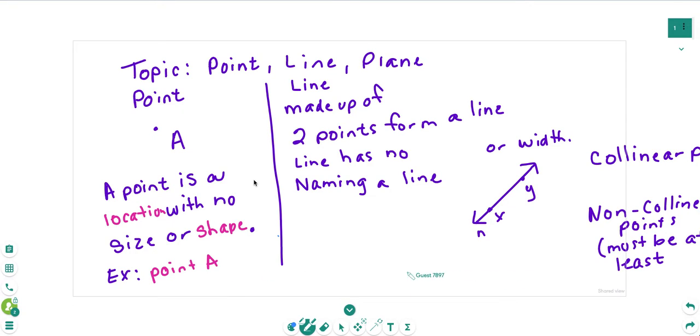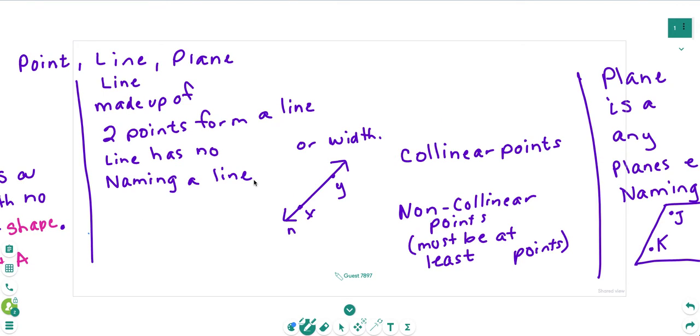All right, let's take a look at line. A line is made up of points. Any 2 points form a line. A line has no thickness or width. It's just simply a line.